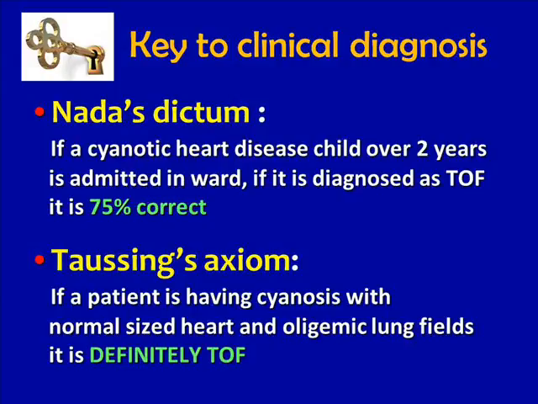Further aid in clinical diagnosis are certain axioms. If a cyanotic heart disease child over 2 years is admitted in ward and if it is diagnosed as TOF, it is 75% of the times correct. This is called Nada's dictum. If a patient is having cyanosis with normal sized heart or near normal sized heart and oligemic lung fields, it is definitely tetralogy of Fallot. This is Taussig's axiom.